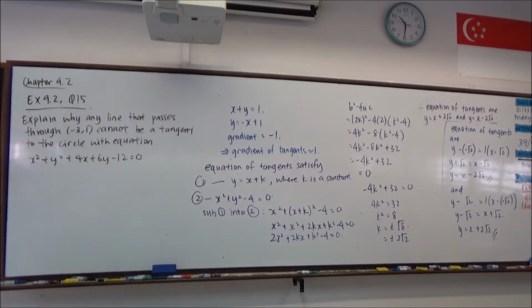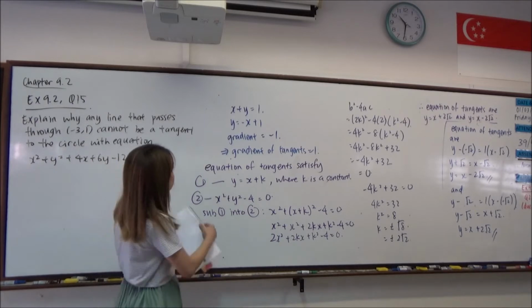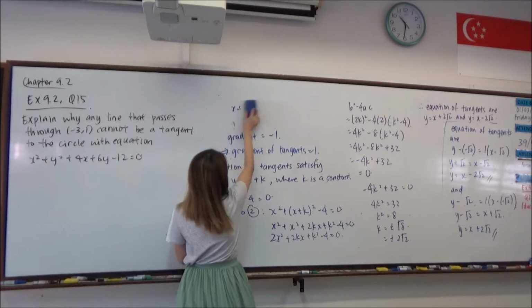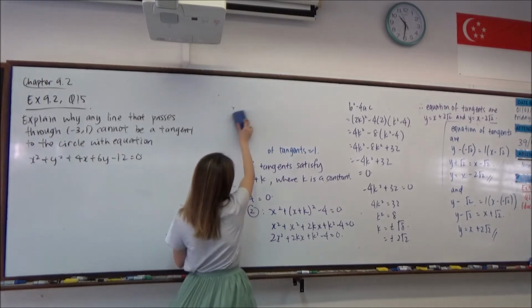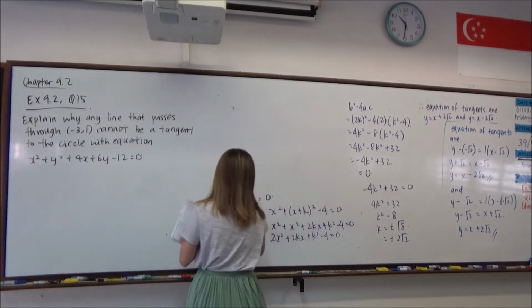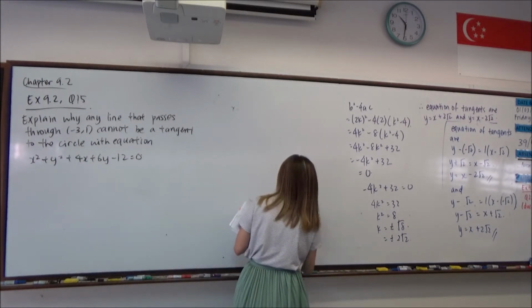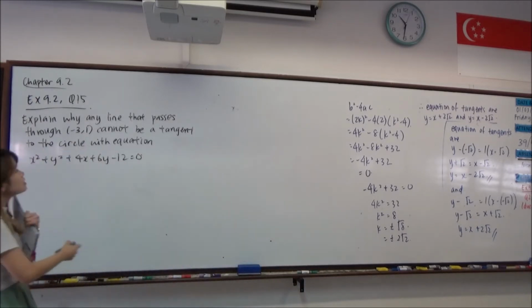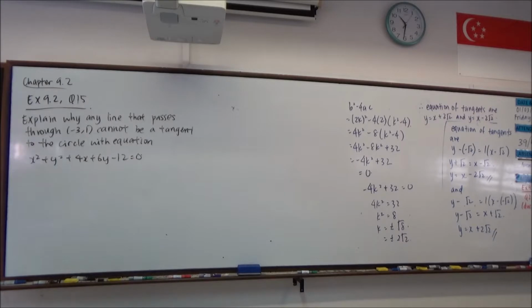Last question. Okay, let's look at exercise 9.2, question 15. I erased already. Okay, so in this question, we want to explain why any line that passes through the point negative 3, 1 cannot actually be a tangent to the circle with equation this.